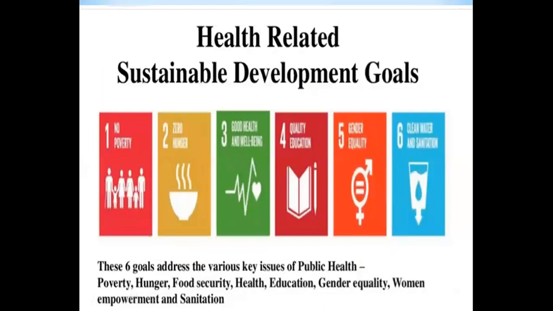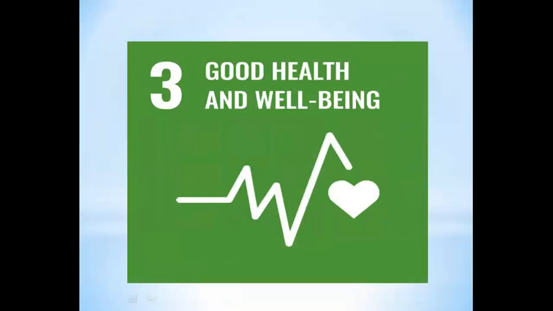Health-related Sustainable Development Goals. There are 6 goals which address various key issues of public health, including poverty, hunger, food security, health, education, gender equality, women empowerment, and sanitation. First is no poverty, second is zero hunger, third is good health and well-being, fourth is quality education, fifth is gender equality, and sixth is clean water and sanitation.